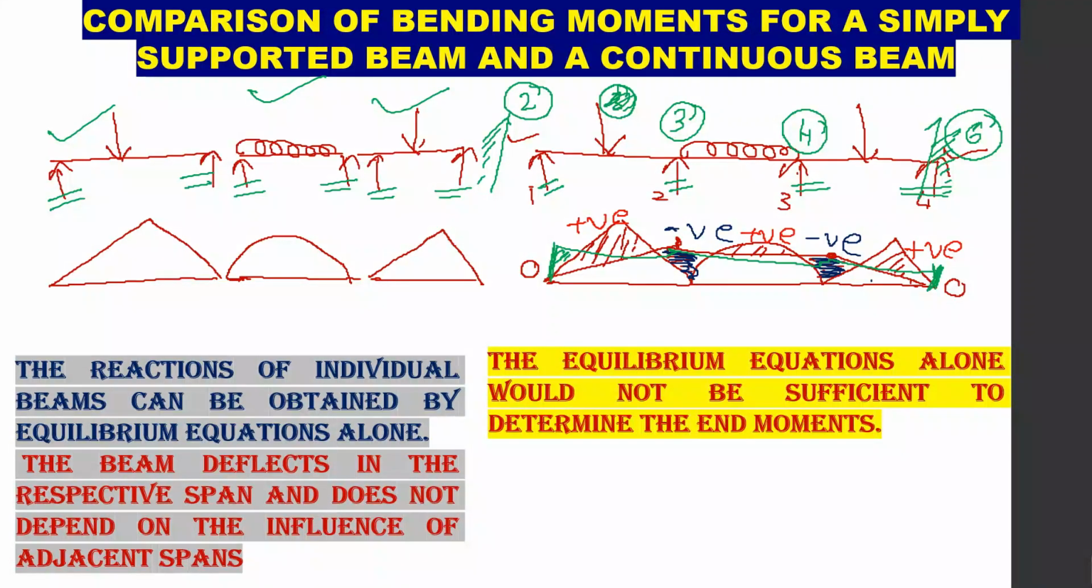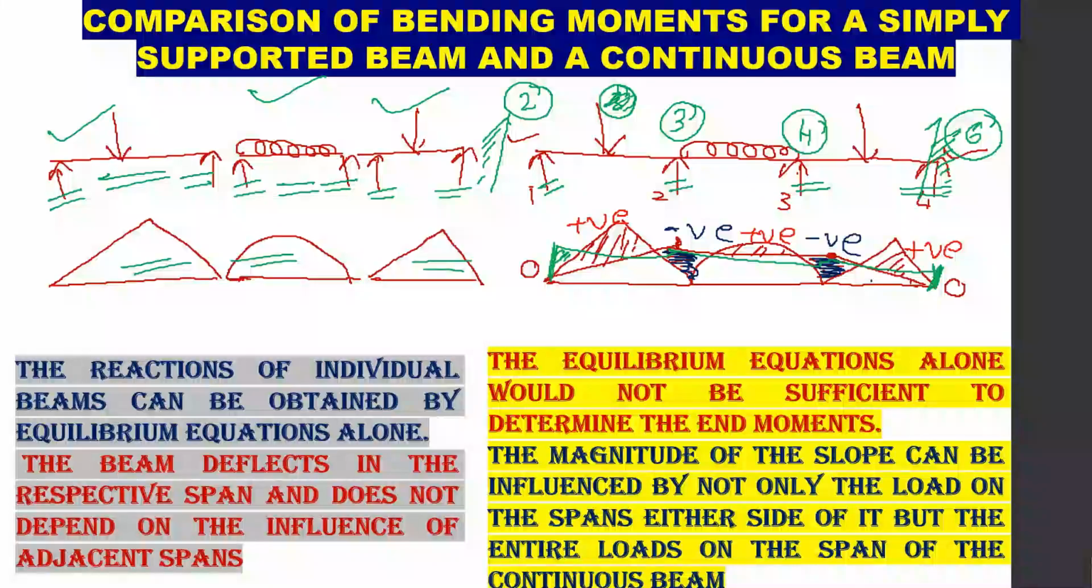Now, for individual beams the beam deflects in the respective span and does not depend on the influence of the adjacent spans. The bending moment depends on the individual spans. Whereas in the case of a continuous beam, the equilibrium equation alone is not sufficient for determining the end moments. Also, the magnitude of the slope is influenced not only by the load on the spans on either side of it, but by the entire loads on the spans of the continuous beam.